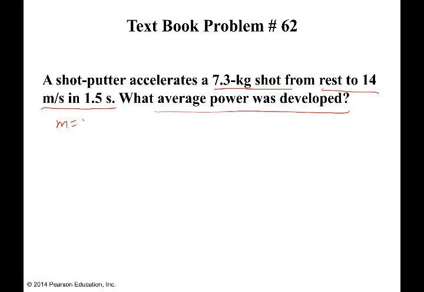The mass is given as 7.3 kgs, the initial velocity is 0, the final velocity is 14 meters per second, and the time given is 1.5 seconds. So remember to draw your sketches also with these problems. A shot putter accelerates from rest up to a speed of 14 meters per second.